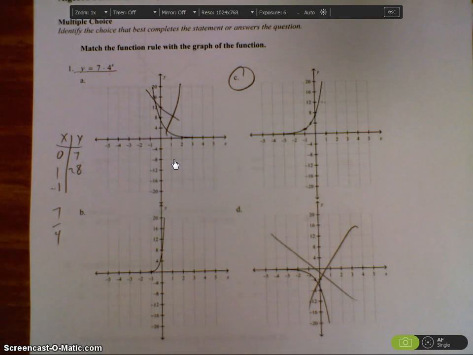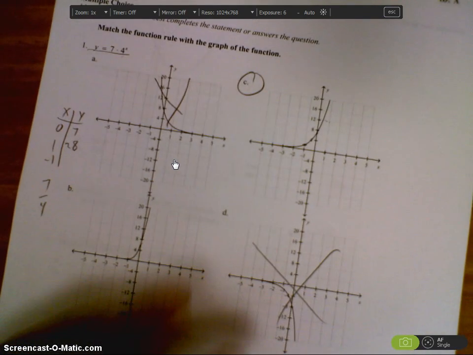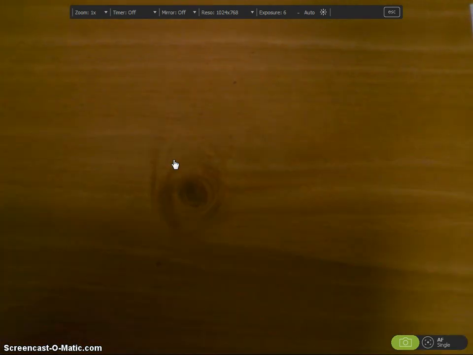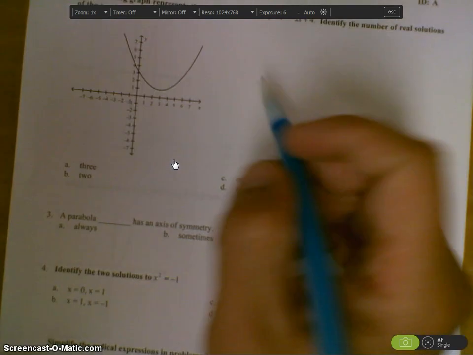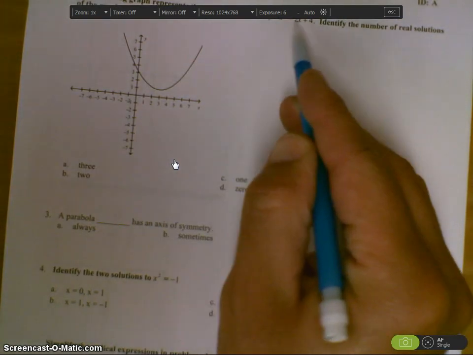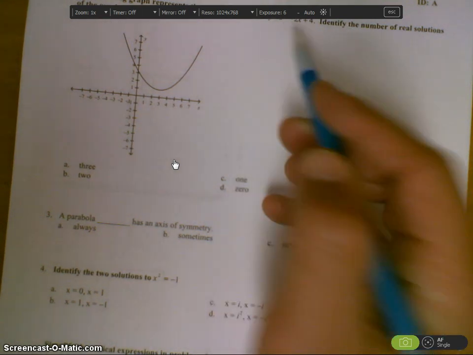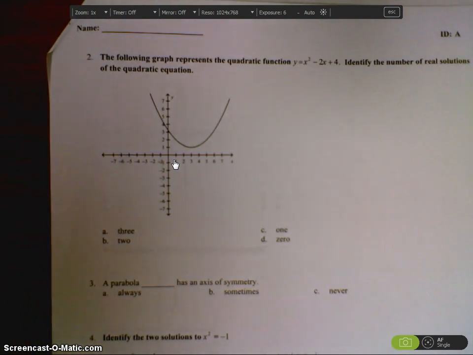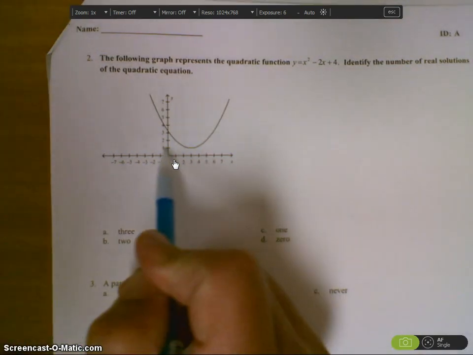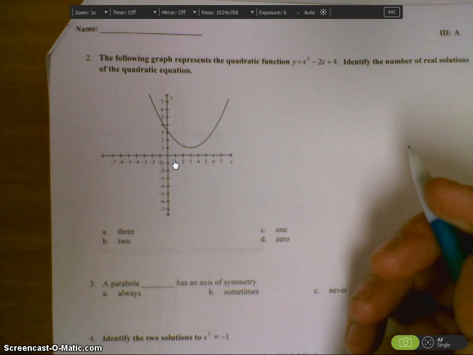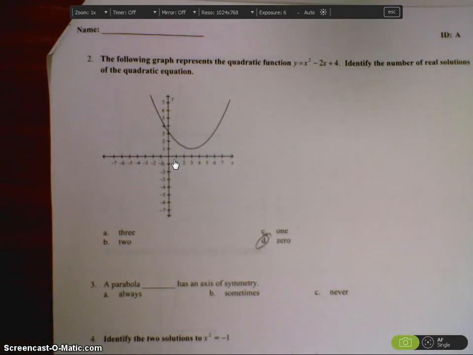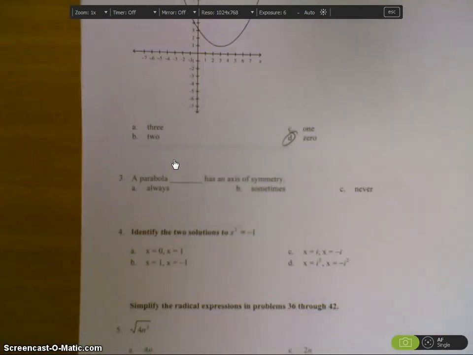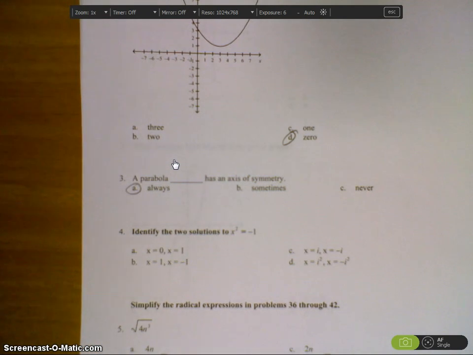All right, let's move on to the next one. Here's the graph, here's the representation: y equals x squared minus 2x plus 4. Identify the number of real solutions. This one's actually not too bad. Our solutions are where it crosses the x-axis. This doesn't cross the x-axis at all, so there are 0 solutions. Good question. A parabola always has an axis of symmetry.